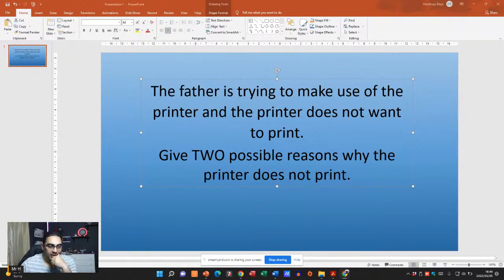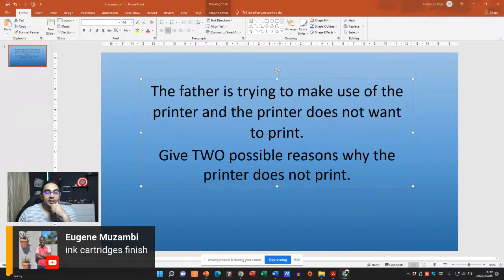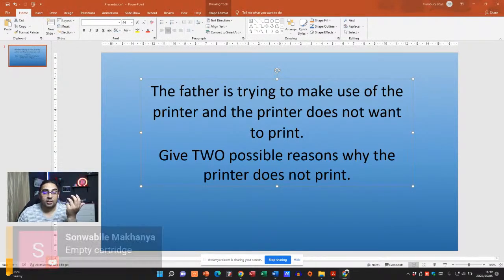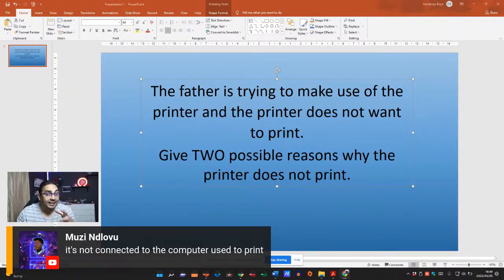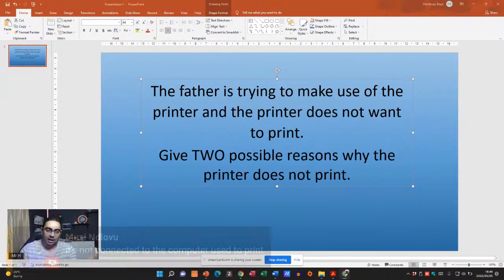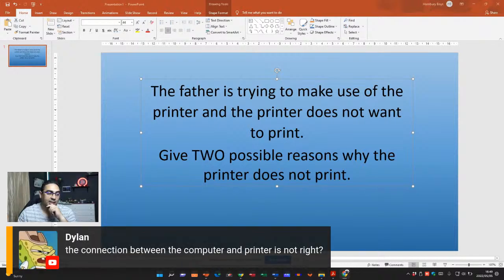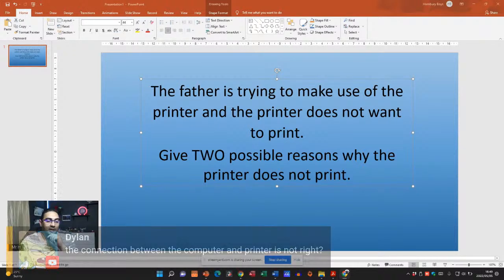Correct. Here we go. I see one here. What about the fact that the ink cartridges could be empty? Maybe the printer is not even switched on. Maybe the printer USB cable isn't connected. Yes, it could be an empty cartridge. It could even be that he's selecting the incorrect printer. Maybe he's connecting via Wi-Fi and the Wi-Fi is down, right? So you see the scenario, you see the type of questions, and it's important to then understand what that answer would be. Yes, the connection between the computer and the printer is not right.